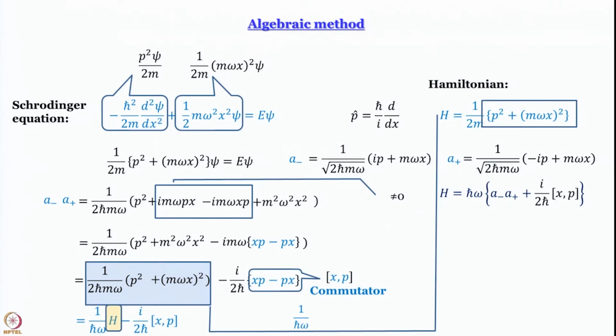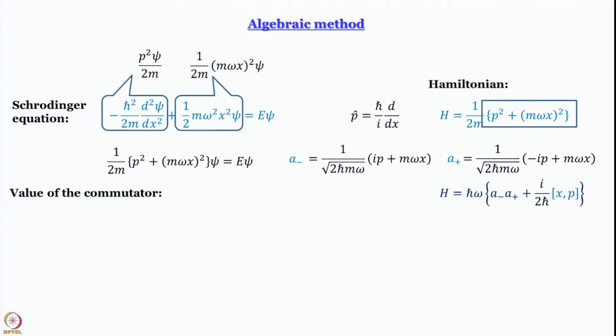The Hamiltonian H then becomes, just rearranging this equation and making the Hamiltonian H the subject of the formula, ħω multiplied by a₋a₊ plus i/(2ħ) multiplied by the commutator of x and p. So, what would be the next step? The next step would be to work out the value of the commutator of position and momentum operators, right. Let us do that.